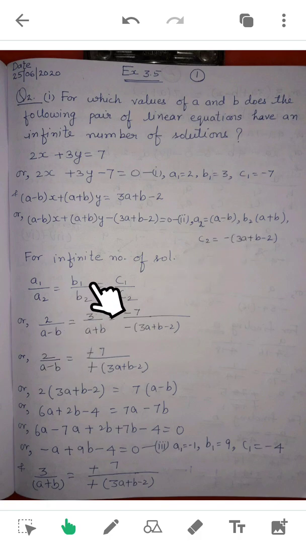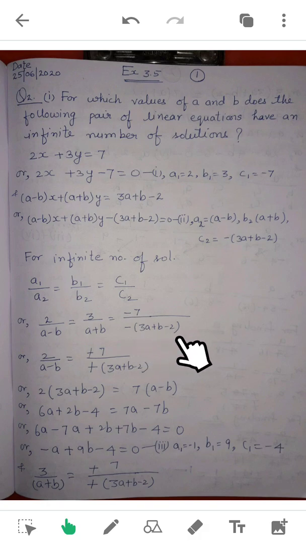Now the value of b1 is 3, so in place of b1 I have written 3. The value of b2 is a plus b, so I have written a plus b. Now in place of c1, the value is minus 7, so I have written minus 7. The value of c2 is minus before the bracket, and within the bracket 3a plus b minus 2. So minus before the bracket, within the bracket there is 3a plus b minus 2.